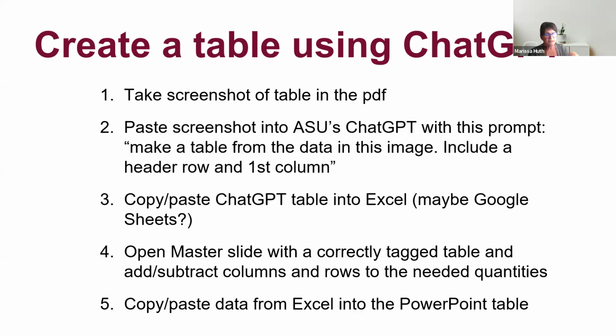Then I opened a master slide and I found I needed to adjust the number of rows and columns to the exact number that I would need in the final table. If I didn't do that, I would get things being repeated. Like if I had too many rows or columns, they would repeat in the extra ones, or things would be cut off if I didn't have enough rows or columns. But once I had the correct number of rows and columns, all I had to do was copy and paste the entire table from Excel into the PowerPoint table, and voila, most of the time it worked.